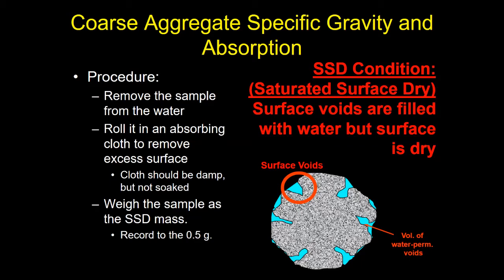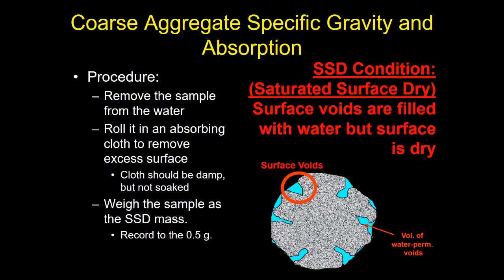So after you have soaked it for 24 hours, which is when we would start the lab, we would remove the sample from water. You'd roll it in an absorbing cloth to remove the excess surface water. So that way you only have what's in that picture where the pores are filled. And then you weigh the sample, and that's the saturated surface dry. So your aggregate is saturated, but the surface is dry. If you dunked a rock underwater and pulled it back out, it'd probably be shiny because the water's coating it. But you want to pat it lightly with a towel to remove that shiny water on the outside of it.